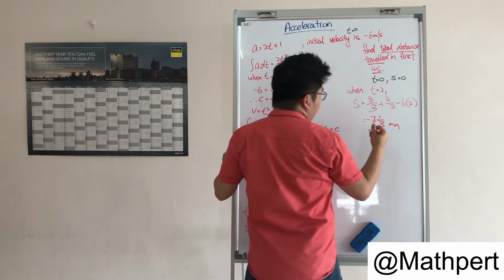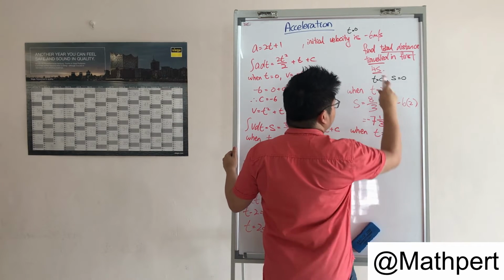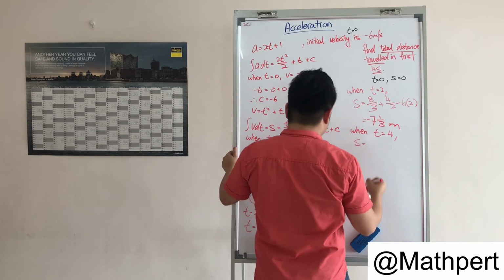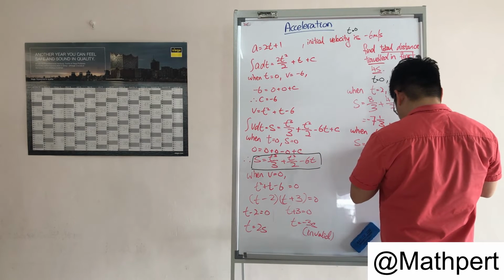And then when t = 4, s equals to here. 4 cubed, how much do you get?